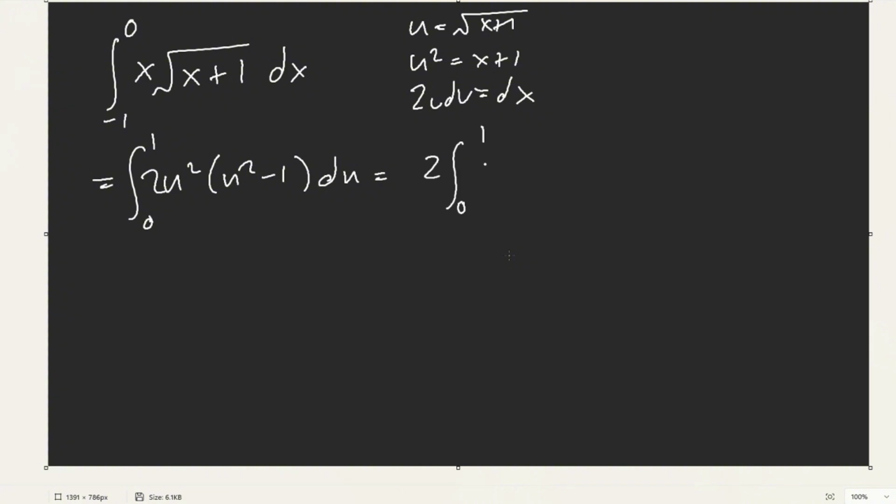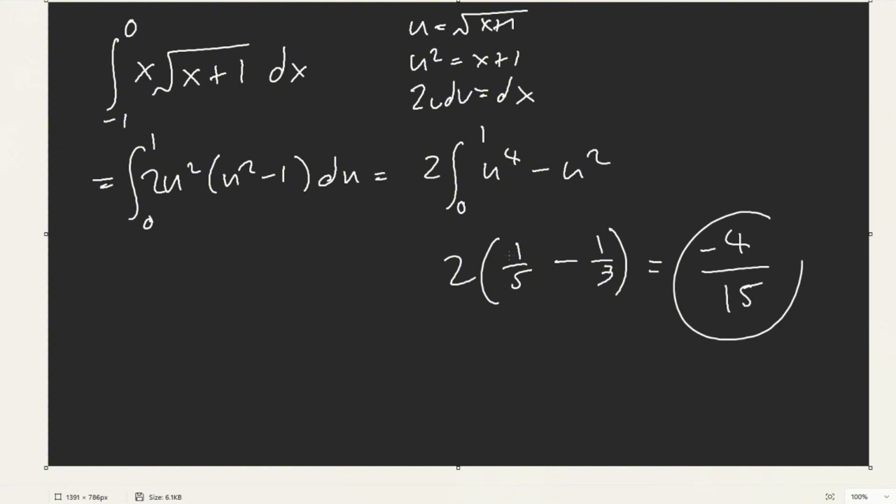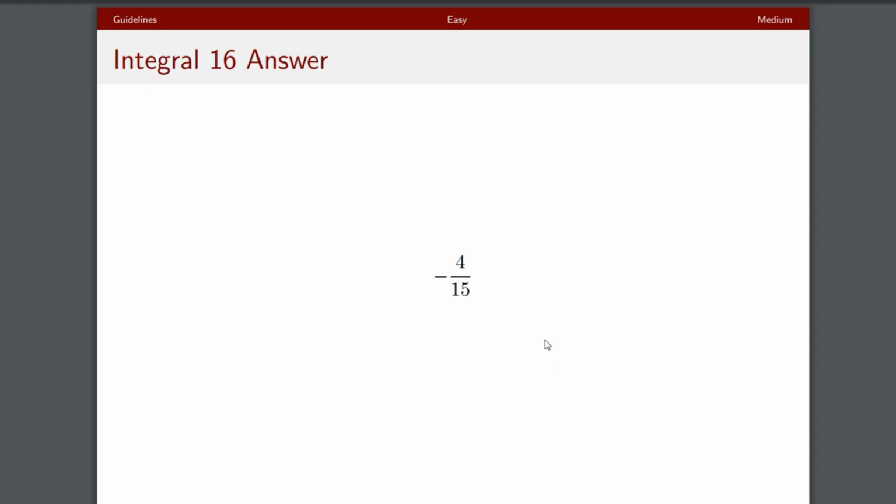Now it's just this, u^4 minus u^2. This is like, what, 1/5 minus 1/3. And so I would leave my answer like this, honestly. But knowing them, they probably want this. I think this is what they answer. Negative 4 over 15. Did I do this correctly? I hope I did, because it's a negative number. If it's positive, I'd be so mad. Okay, there you go. Negative 4 over 15.